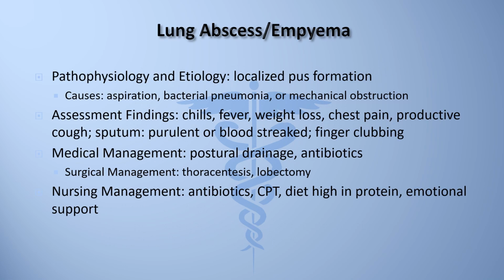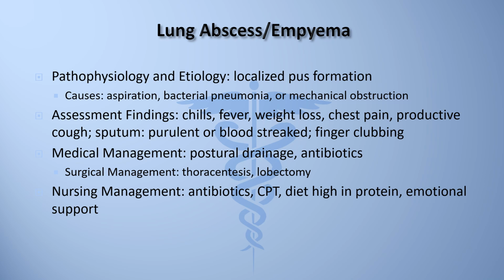A lung abscess is a localized pus formation. It can be caused by aspiration, bacterial pneumonia, a mechanical obstruction. Usually our assessment findings are going to consist of chills, fever, weight loss. They can have chest pain and a productive cough. They can have purulent or blood-streaked sputum, and they can have finger clubbing. When you're listening to their respiratory, they can have dull or absent breath sounds with possible friction rub.